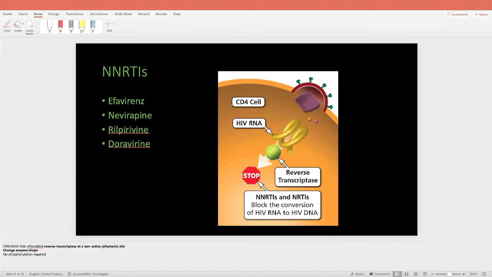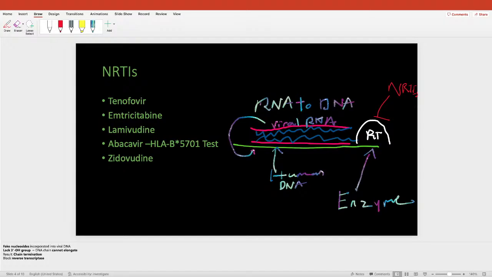Now you could see here in the diagram, it's showing both of these, but specifically the NNRTIs bind directly to the reverse transcriptase. But the NRTIs do play some role in reverse transcriptase inhibition, but it's going to cause DNA chain termination.